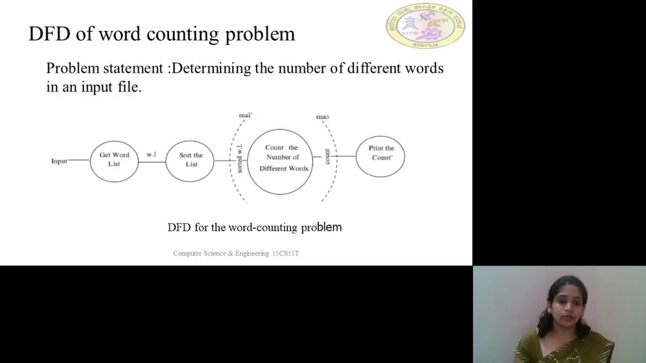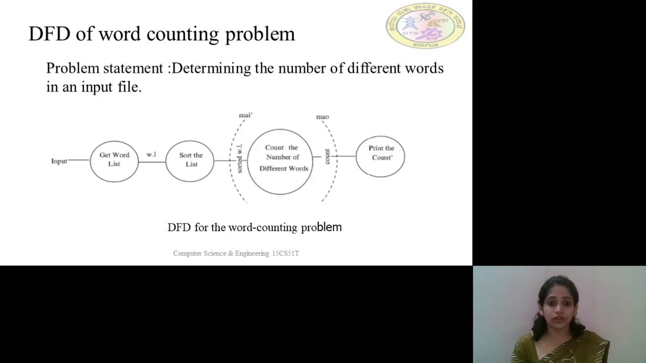First, we'll state the problem: determining the number of different words in an input file. Suppose we are giving an input file as a word file, first we have to get the word list, that is, what are all the different words the particular file contains. After getting the word list, we have to sort the list in alphabetical order. Getting the word list is also an input, and getting the sorted list is also an input. After getting the sorted list, we have to count the number of different words.